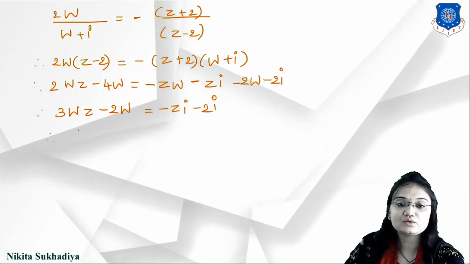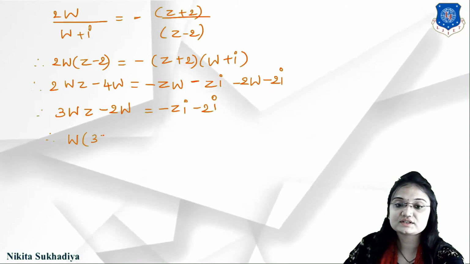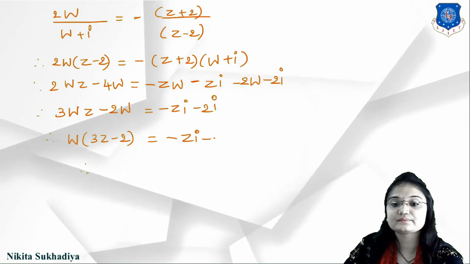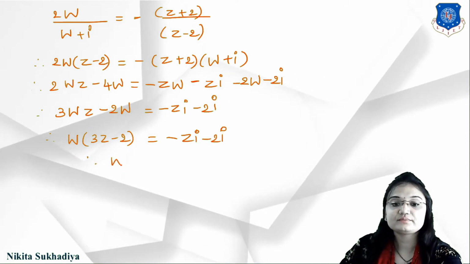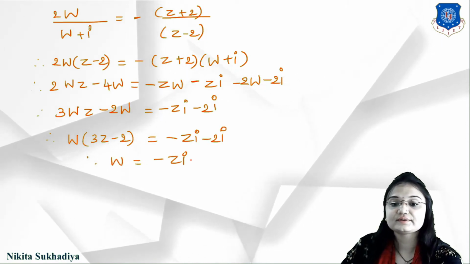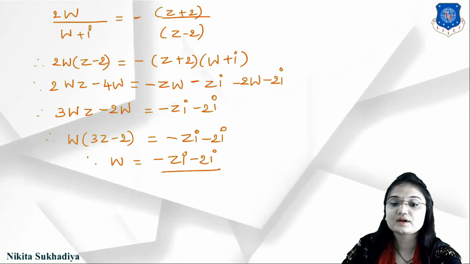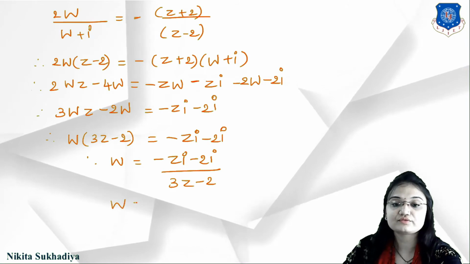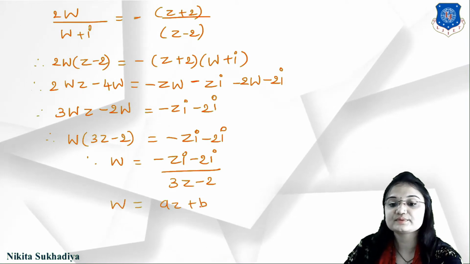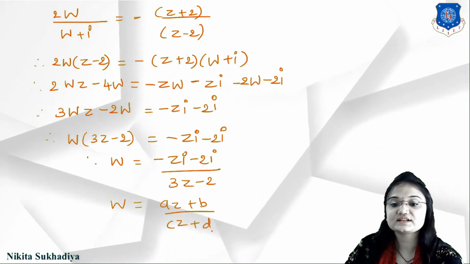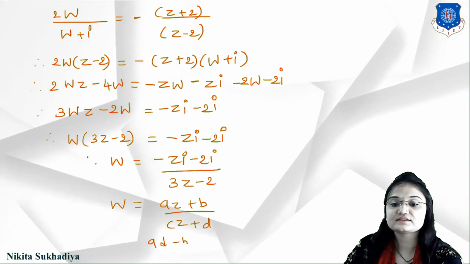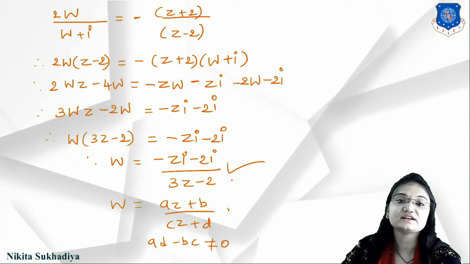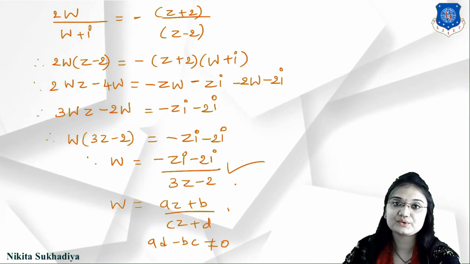By taking w common, this will become 3z minus 2 is equal to minus zi minus 2i. So w is equal to minus zi minus 2i upon 3z minus 2, which is in the form of w is equal to az plus b upon cz plus d, where ad minus bc is not equal to 0. So this is our final bilinear transformation.